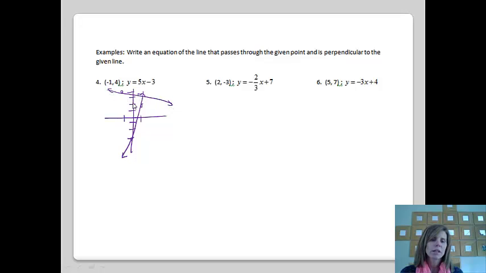So notice it's crossing that line at a right angle. I'm looking for the equation of this line. So that's what I'm looking for, right? That's my goal, all right? From up here, I can tell you that I know the slope of this first line is 5, okay?